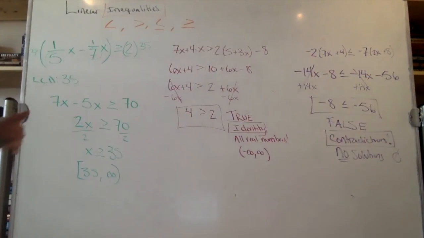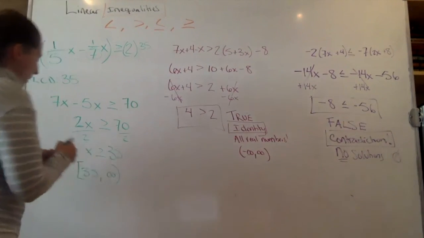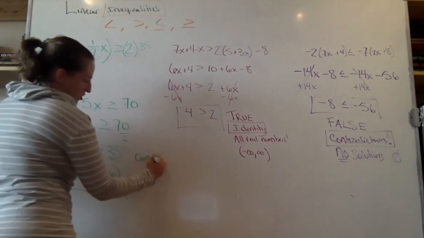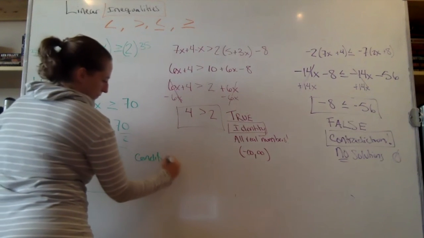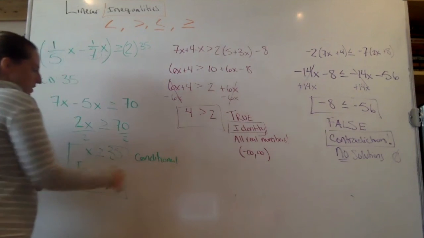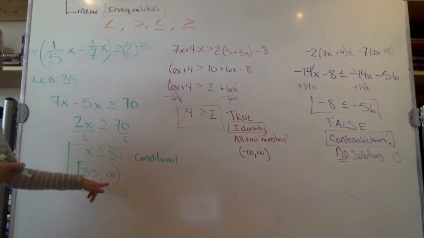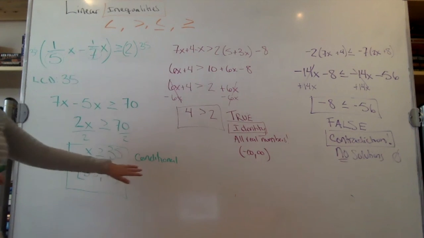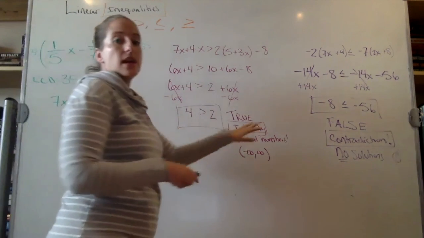Now, just like with equalities, when we get one solution, something like this, we do usually call this a conditional, same name, conditional. Meaning this is conditionally true as long as x is between 35 and infinity and not true otherwise. Okay? So just like with equalities, for inequalities we can get conditionals, identities, and contradictions.